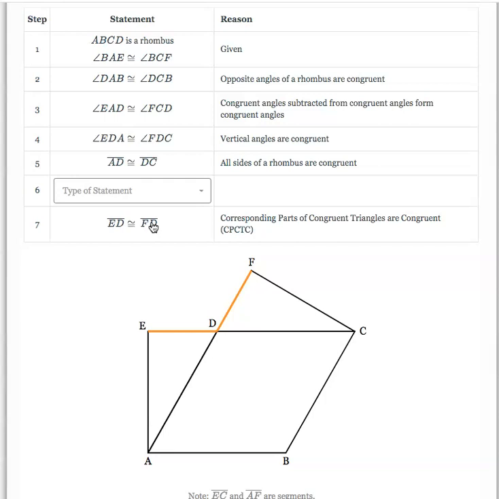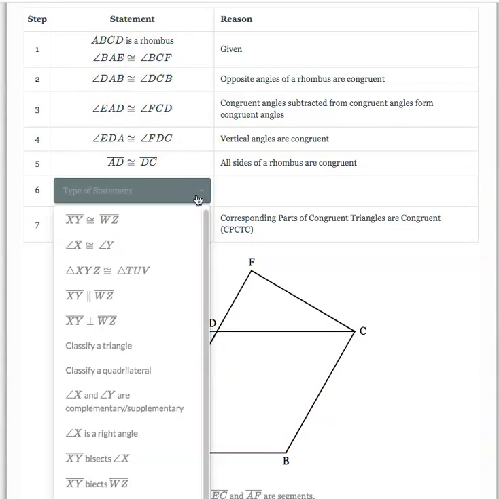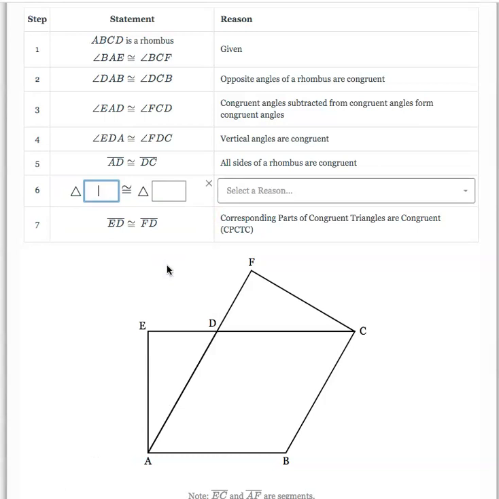We've seen this one before, where we have corresponding parts of congruent triangles congruent. We have to have congruent triangles. There's no statement about congruent triangles. So that's a dead giveaway that we need to show two triangles are congruent. What two triangles are they? Well, they're the triangles that include these two corresponding parts.